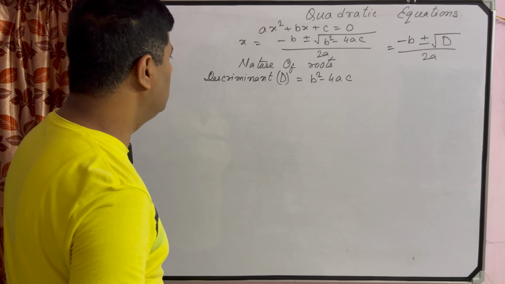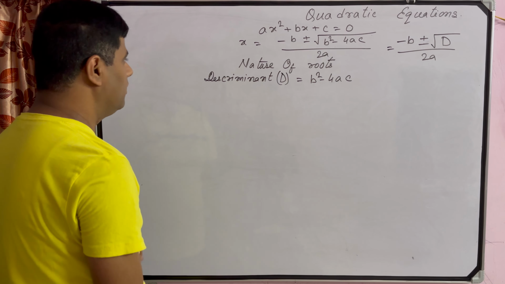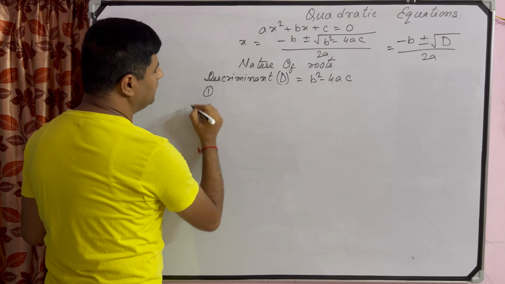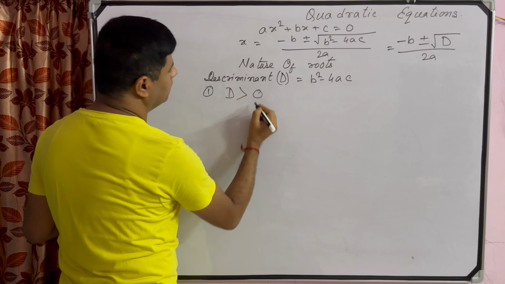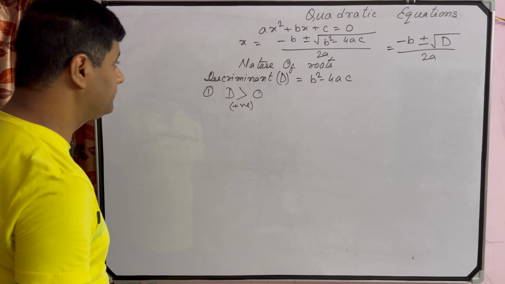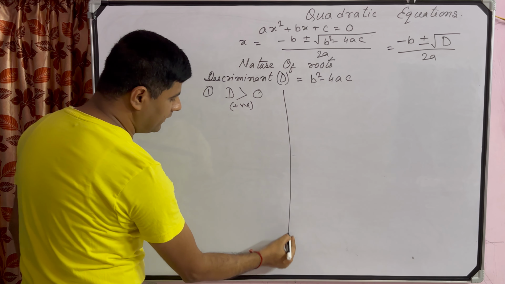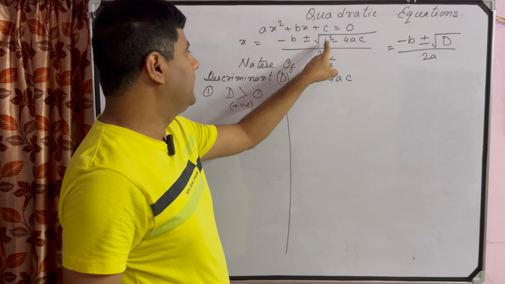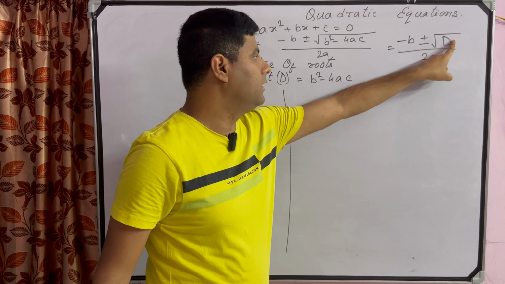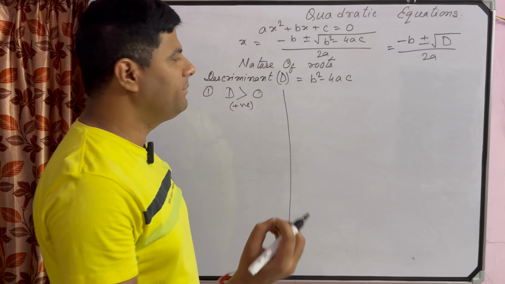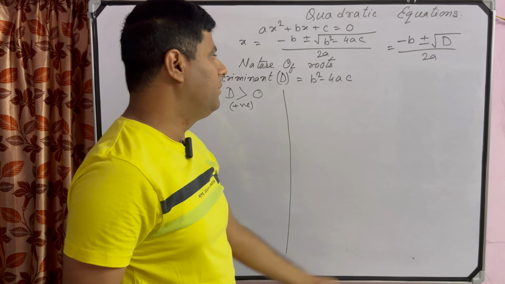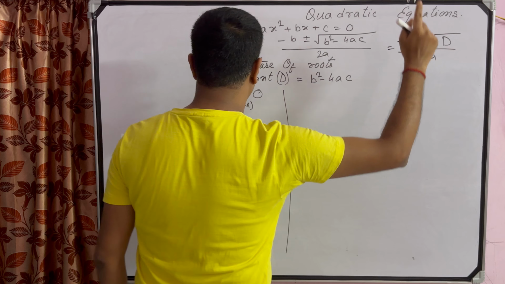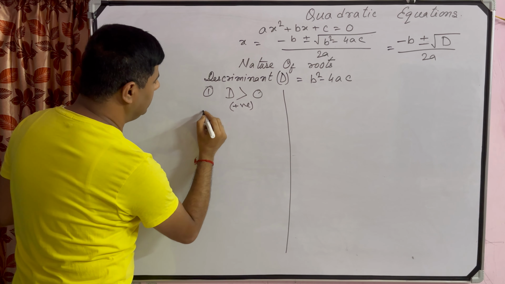Let's see how it is dependent on D. So scenario number 1, case 1: if capital D is greater than 0, what does it mean? It means D is positive. So what will happen if D is positive? We will get some positive value here, and root over a positive value will be some number. It may be rational, it may be irrational, but it will be some number, right? So we will get all real values, so the zeros will be real.